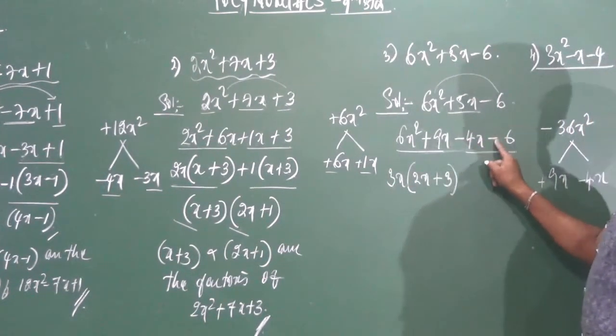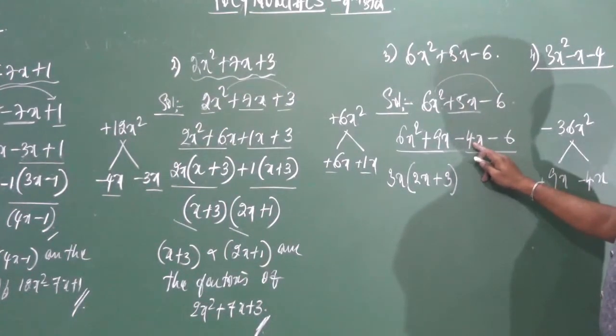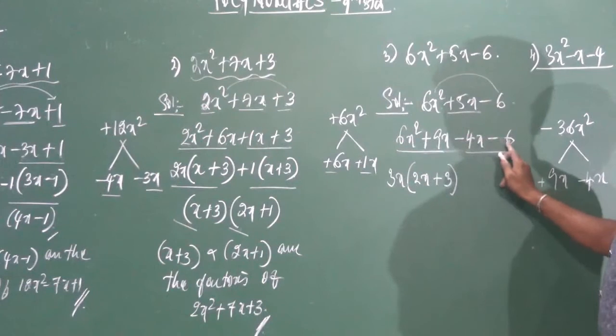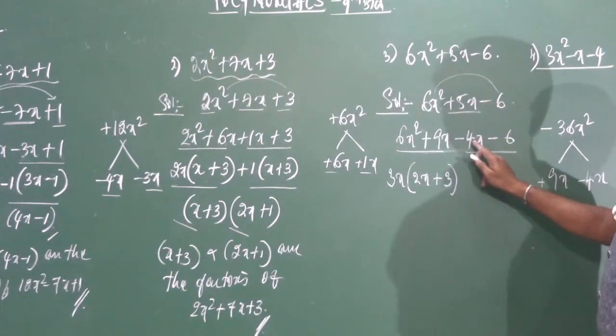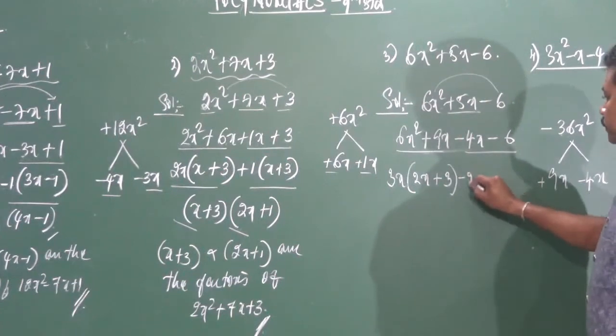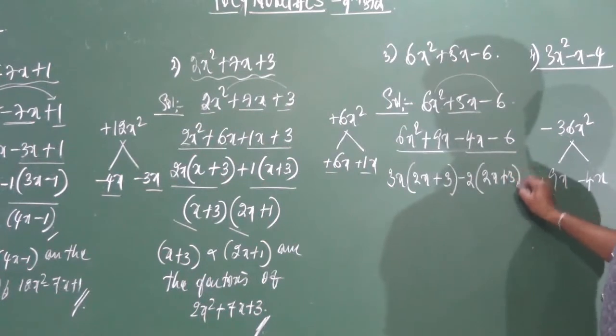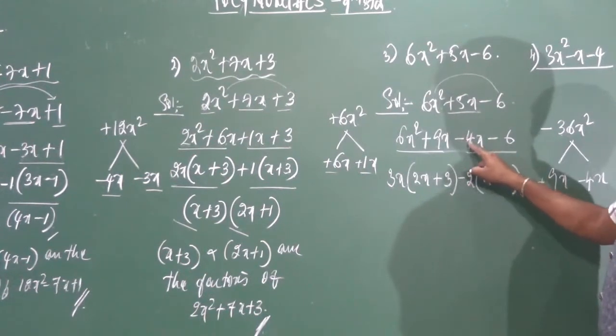So here we have minus in both the terms, and we have HCF of 4 and 6 as 2. So we can take minus 2 as common. So if you take minus 2 as common, we are left with 2x plus 3. So minus 2 into 2x is minus 4x.